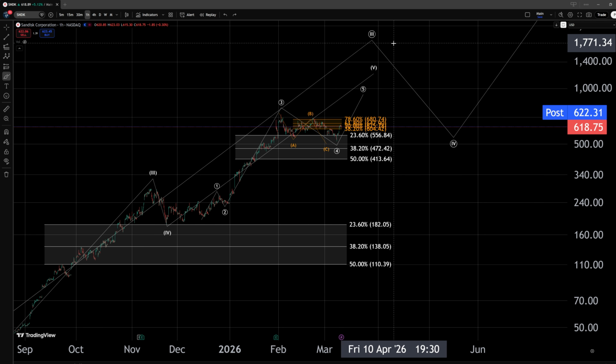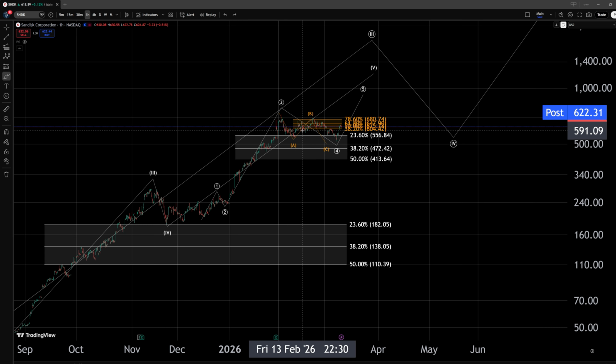Now, of course, we will continue to track this idea of a possible extension within an impulse as long as we hold the relevant levels of support, and we cannot really look for anything too bearish on this chart until we actually break some levels, until we actually invalidate some rather more bullish interpretations.